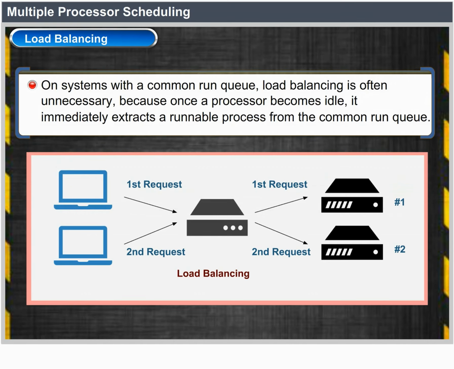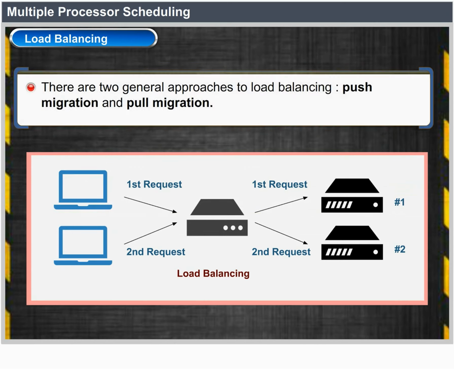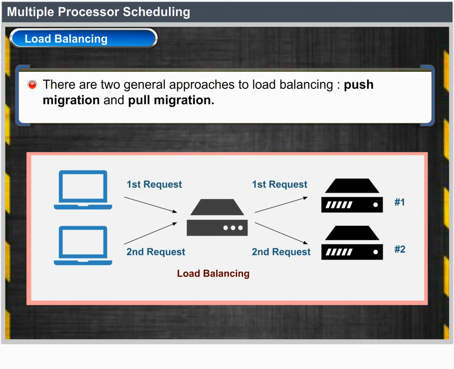On systems with a common run queue, load balancing is often unnecessary because once a processor becomes idle, it immediately extracts a runnable process from the common run queue. It is also important to note, however, that in most contemporary operating systems supporting SMP, each processor does have a private queue of eligible processes.